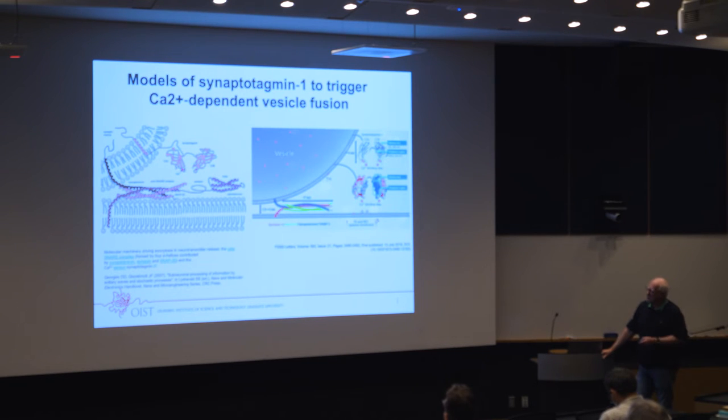And synaptotagmin is a molecule depicted here in two more or less identical images. The synaptotagmin has one peptide and another one, C2A, C2B. B is larger than A. And then there is a long tail that goes to a vesicle. And here it's drawn in a different way into the vesicle.